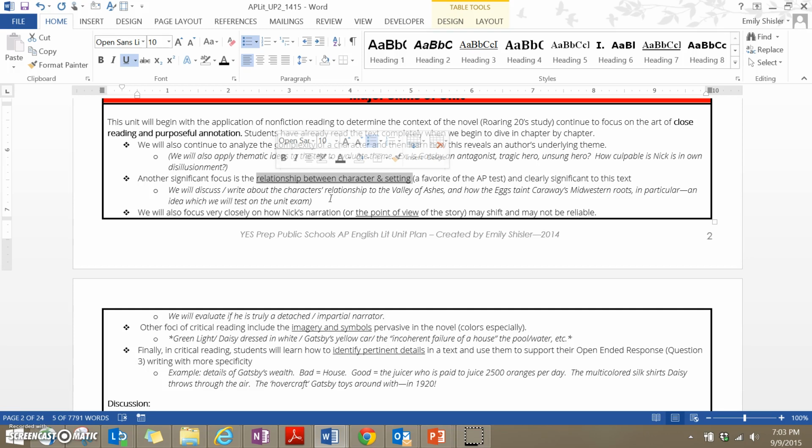Physical surroundings was one example where students really need to understand how the Valley of Ashes, or the corruption of East and West Egg, or the difference between East and West Egg, manifests in some really interesting things happening with character. Point of view is something that comes up in multiple choice and the free response.